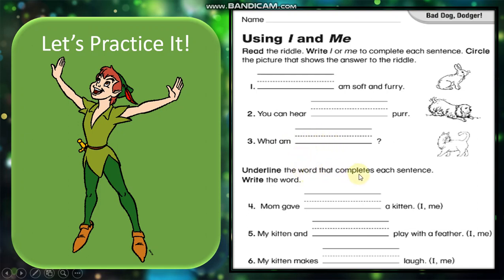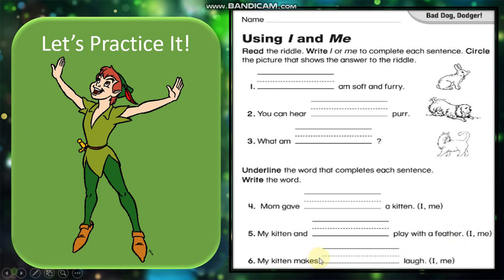Underline the word that completes each sentence. Write the word. Mom gave I a kitten or me a kitten. Which one is the correct answer? My kitten and I play with a feather or me play with a feather?